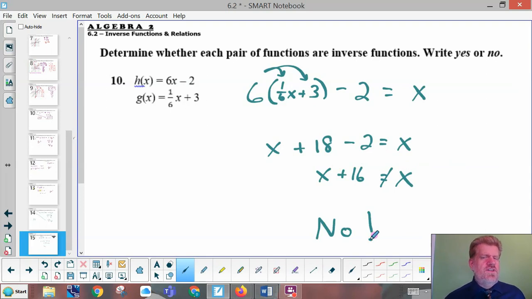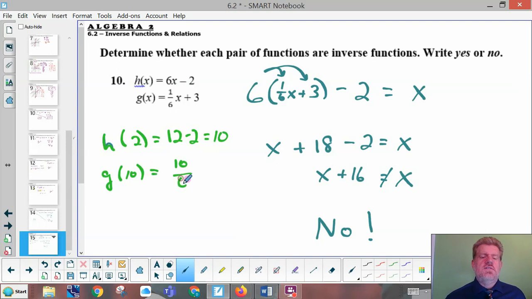Actually, there's another way to prove that it's wrong also. If you prove that 1 point works, you've only proven 1 point works, so you still don't know the answer. But if you prove 1 point is wrong, then it doesn't matter. All you need is one counterexample. So what if you decided, I want to do h of 2? I plug in 2. 6 times 2 is 12, and 12 minus 2 is 10. Well, I'm going to put that in for g. I'm going to get 10 over 6 plus 3. Well, 10 over 6, that's not even a whole number, so it's not going to be true. So we're going to get 1.6 plus 3, which is 4.6. That's a big no.